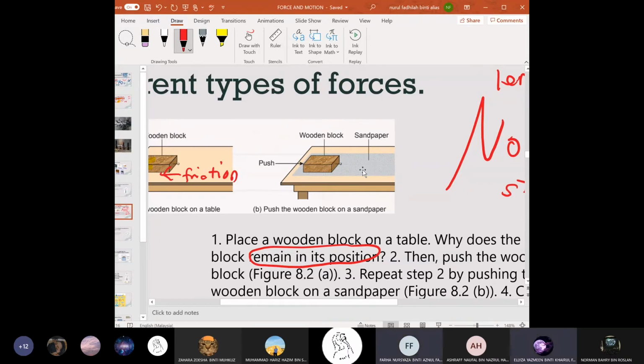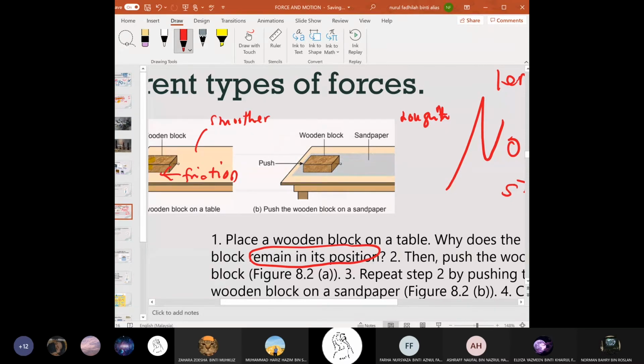Compared to the table just now, do you want to buy a table that is very rough? You don't want that, right? This one is smoother. We wouldn't want our table to be rough, otherwise our hands would get hurt. So, is it harder to push the wooden block on a rough surface or on a smoother surface? Which one is harder? Of course, the rough surface.